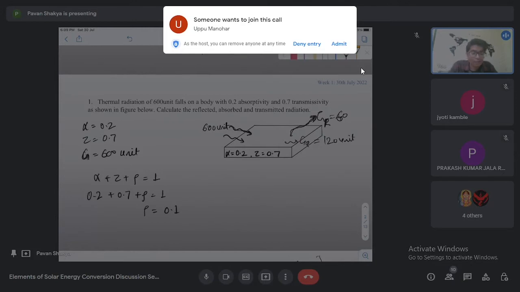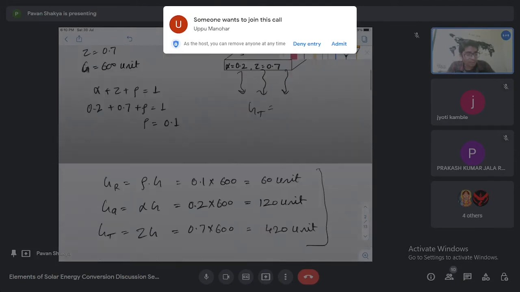And what will be the transmitted radiation? The transmitted radiation is the radiation that is transmitted through the body. Suppose 600 units is falling on this body, then the radiation transmitted through this body will be G_T, which we have calculated as 420 units.